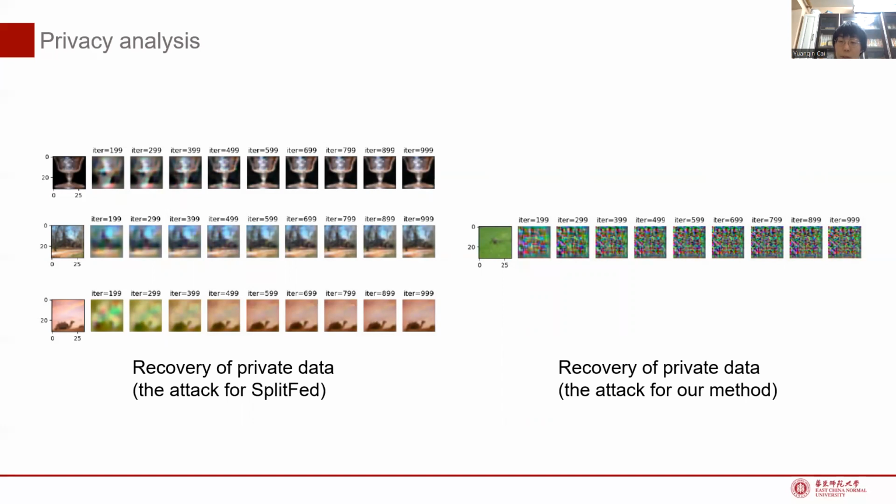The leftmost pictures are the raw data, followed by the pictures generated with the iterative training. In the attack for Splitify, the similarity with the raw data is very high after 1,000 iterations. But when attacking our method, the rightmost picture is still meaningless. Therefore, it shows the better privacy protection of our algorithm than Splitify.